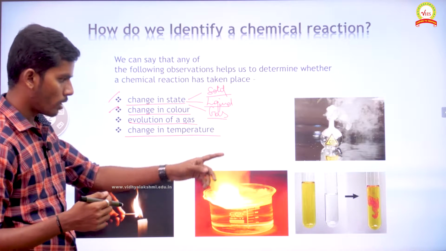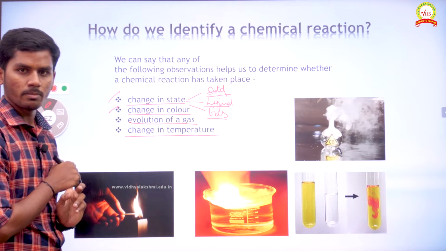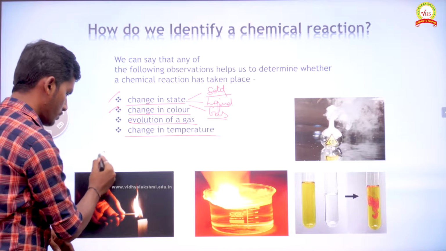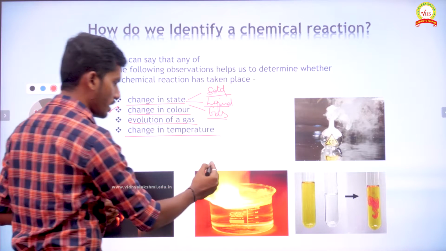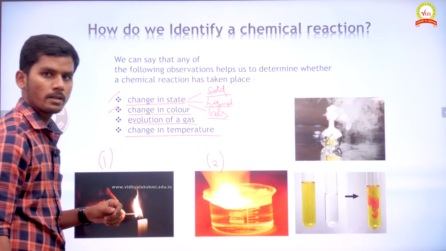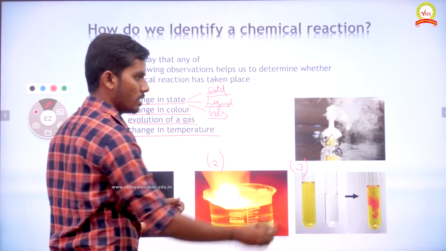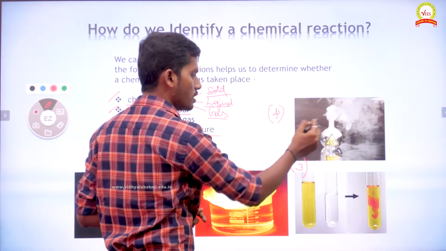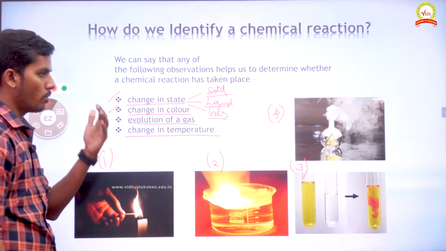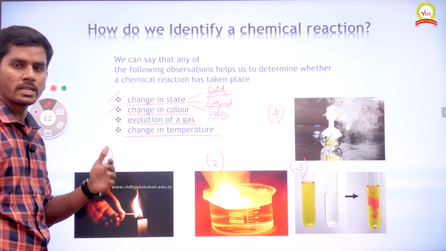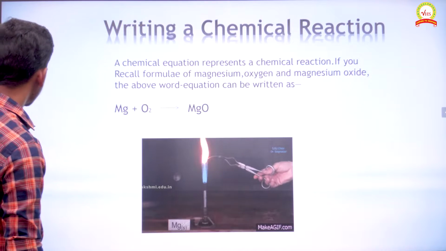By now you would have seen these images, and I think you could have guessed what those images represent. Yes, the first image represents change in state, the second image represents change in temperature, the third image represents change in color, and the last, 4th image represents evolution of gas. So these images just show how the changes happen based on state, color, gas, and temperature. Fine. We'll move to the next slide.